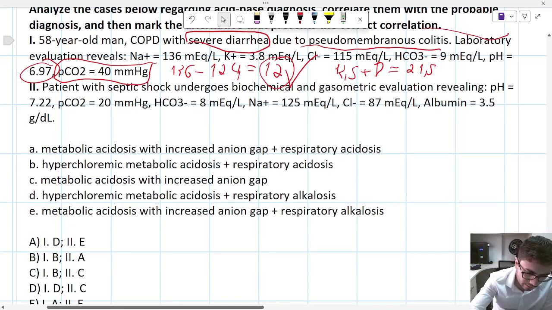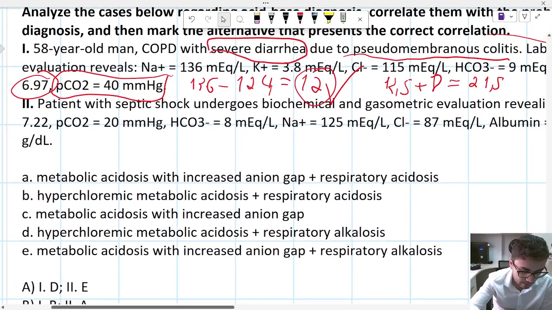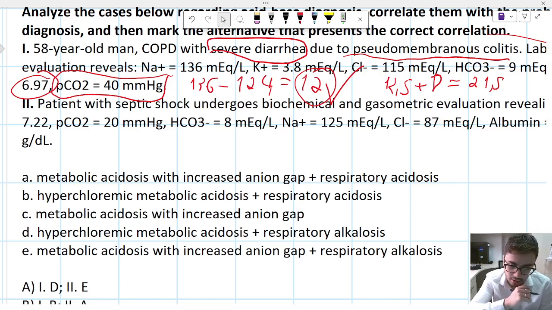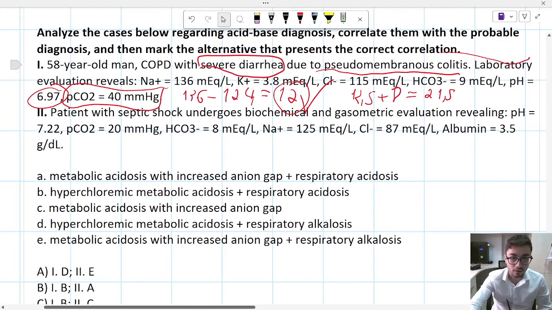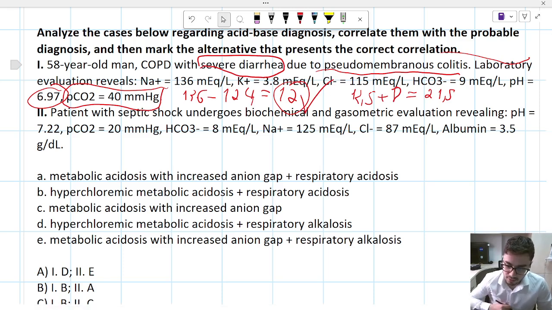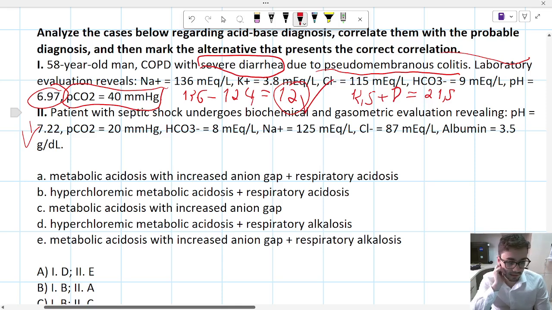So let's do the second one. Then after we can see the answers. Patient with septic shock. Okay, in a patient with septic shock, we can expect a lactic acidosis in here. Just remember that it's also a cause of metabolic acidosis. Okay, so he undergoes biochemical and gasometric evaluation. He's acidotic, 7.22, also a metabolic one with a lower bicarb number.